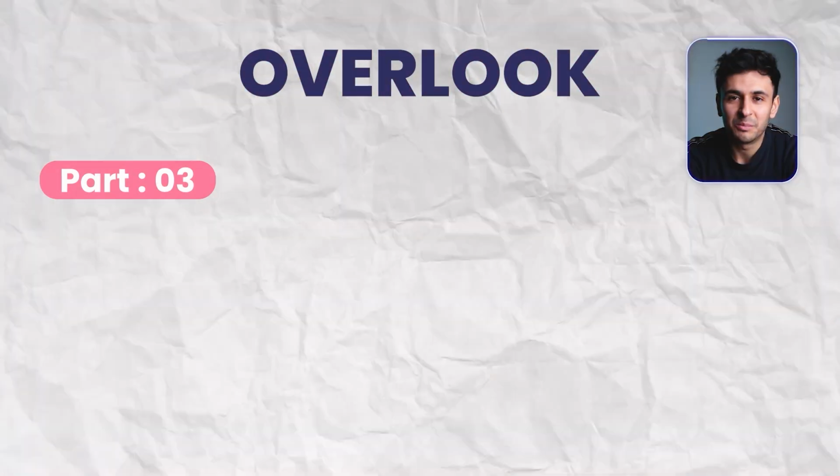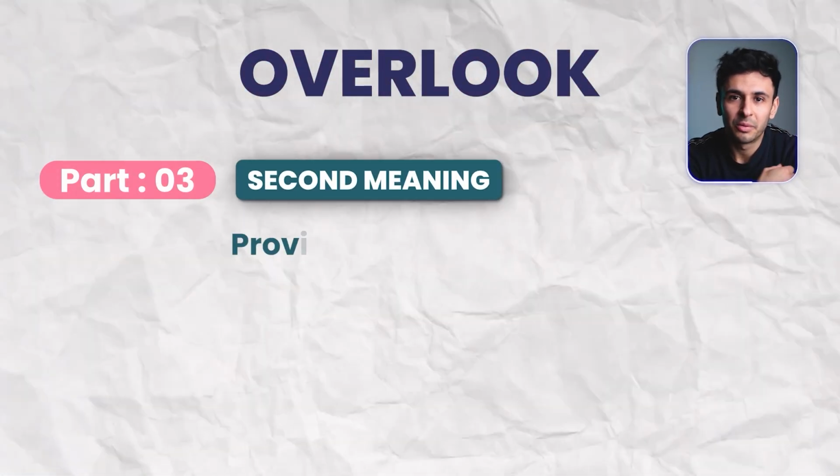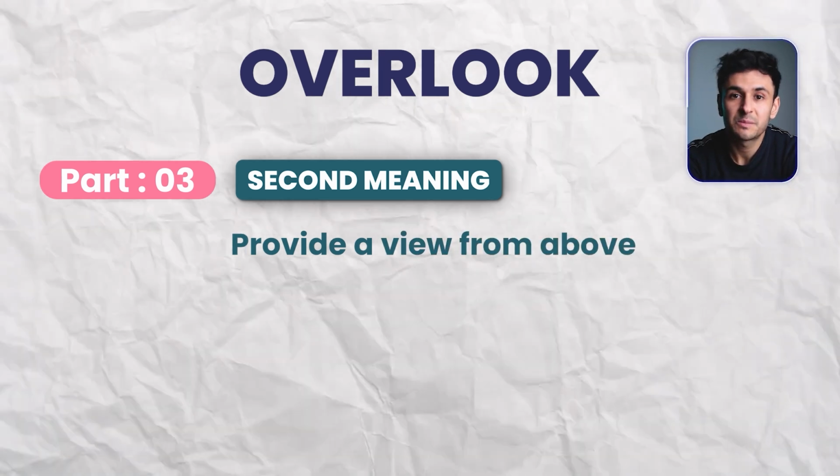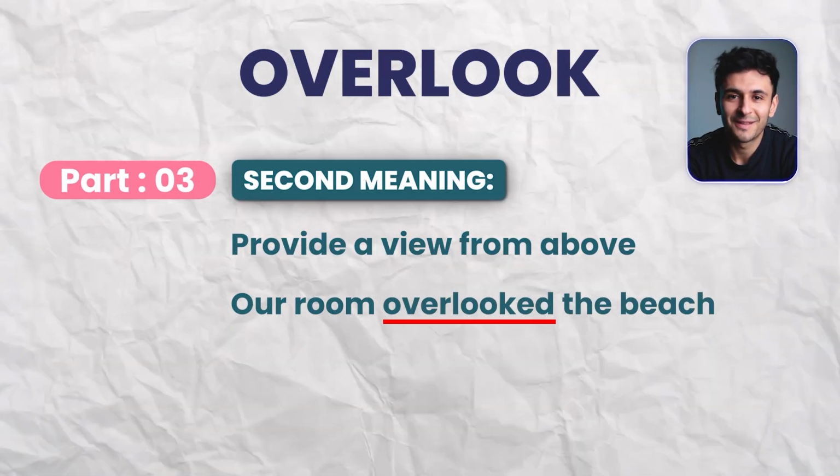And since we are talking about hotels, that actually brings us to the second meaning of this word, which means to provide a view, especially from above. So let's say you booked a room like really high up in the building, and you get a nice view of the beach. So you could say our room overlooked the beach.